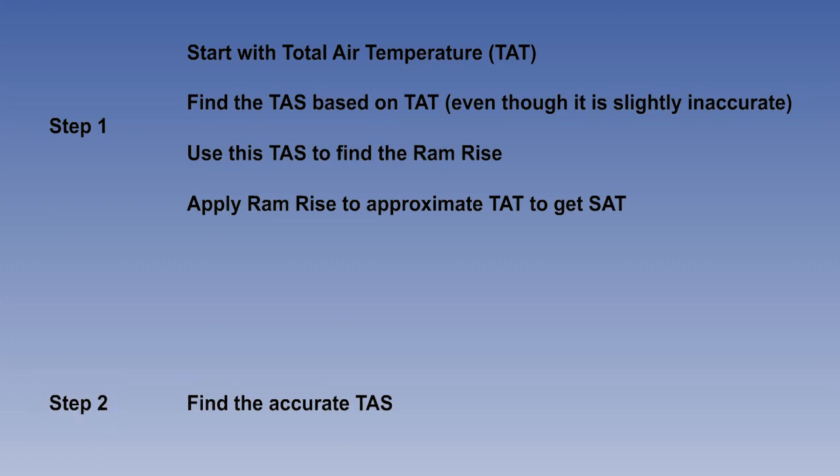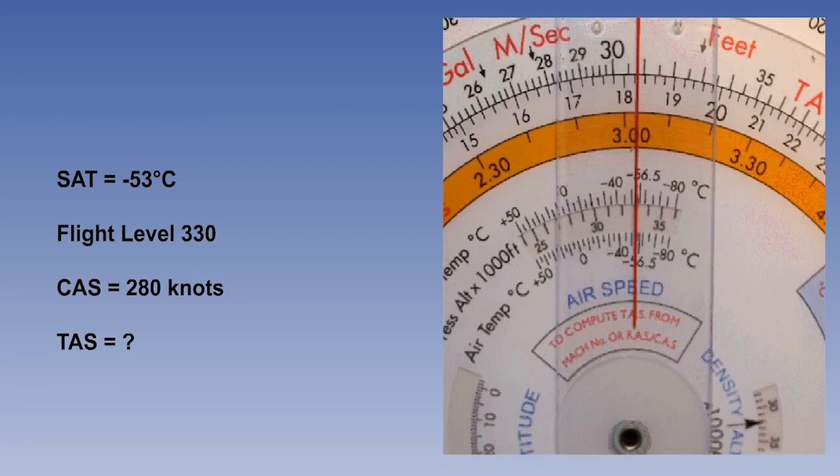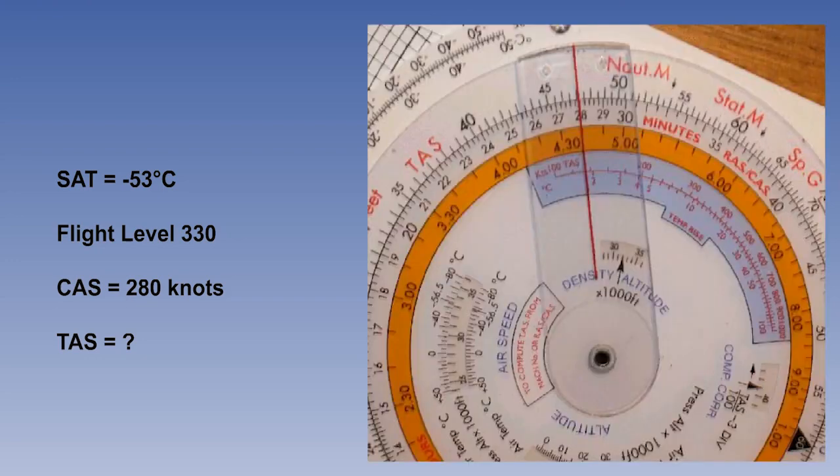We now have a static air temperature to enter with, so step 2 is simply finding TAS in the normal way and applying compressibility correction if required. Start by setting minus 53 degrees Celsius against flight level 330 in the airspeed window. Then find 280 knot CAS on the inner scale. What uncorrected TAS does this give you on the outer scale? This gives a TAS of 472 knots.